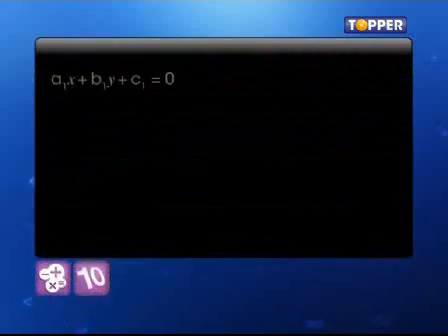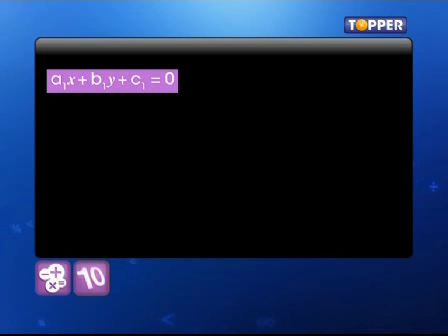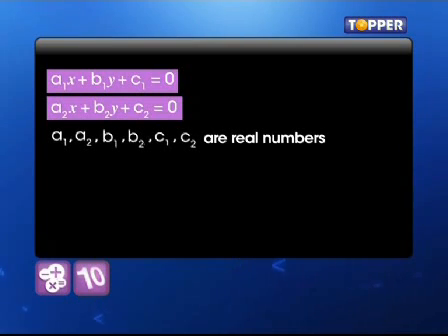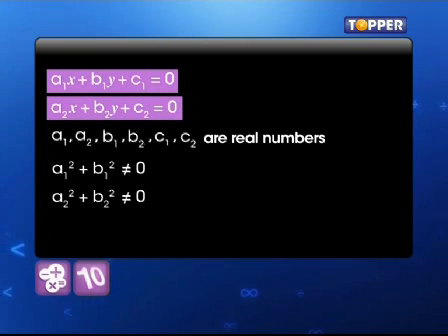So the general form of a pair of linear equations is a1x plus b1y plus c1 equals 0 and a2x plus b2y plus c2 equals 0. Where, remember the condition, it's very important. a1, a2, b1, b2 and c1, c2 are all real numbers, and a1 squared plus b1 squared is not equal to 0. And a2 squared plus b2 squared is also not equal to 0. You need to remember these conditions very clearly.